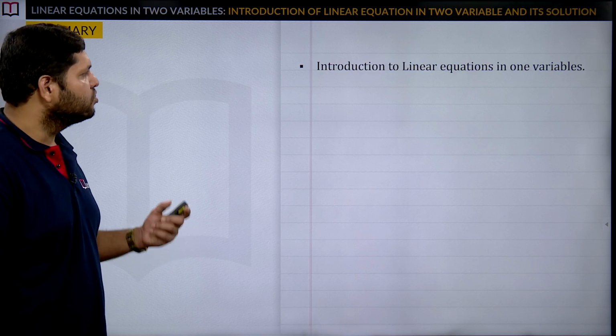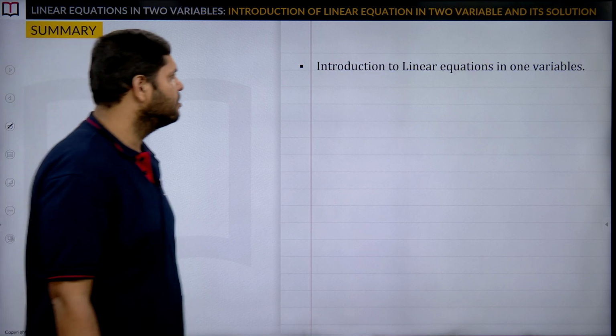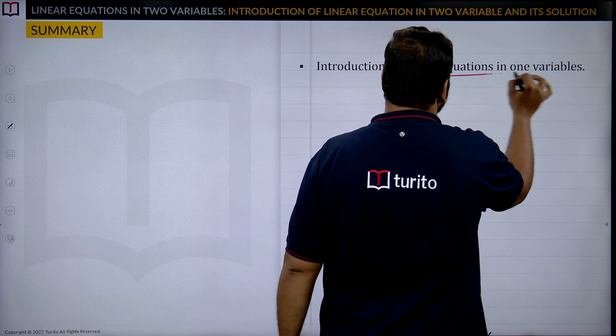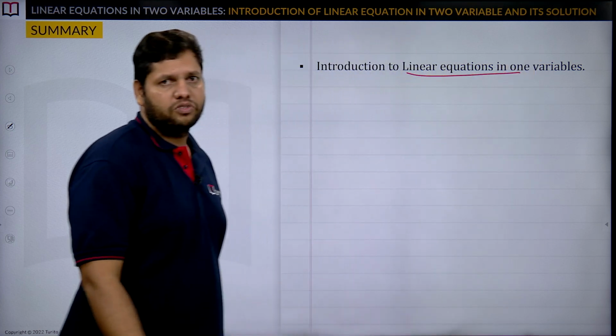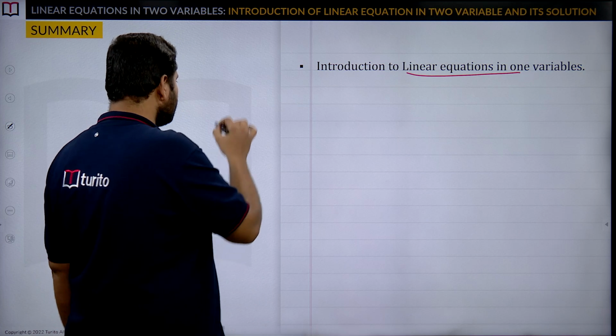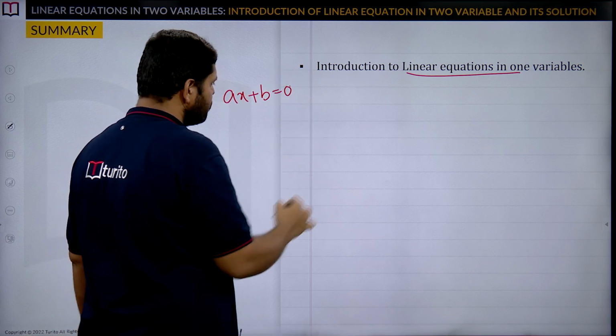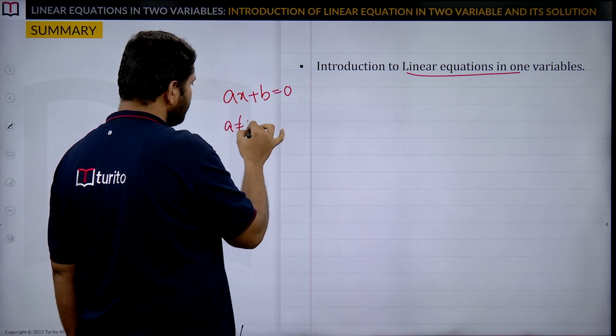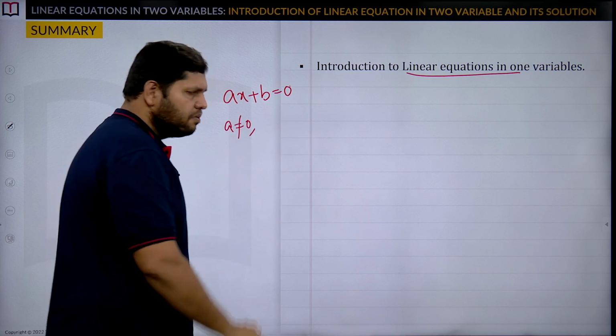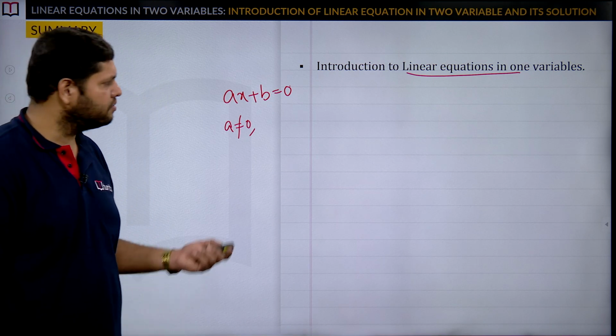Okay, summary. So in this class, children, what have we discussed? First, we discussed a linear equation in one variable. I told you already. What is the general form, or standard form, of the linear equation? That is ax plus b is equal to 0, where a is not equal to 0. That is the main condition for the linear equation in one variable.